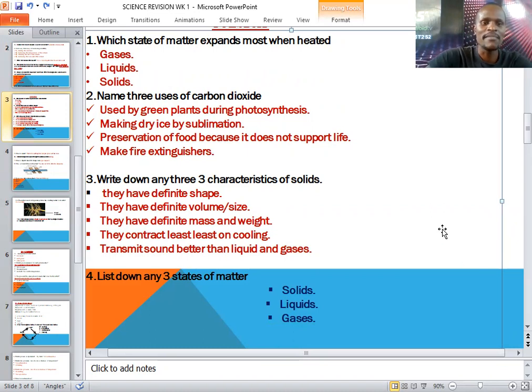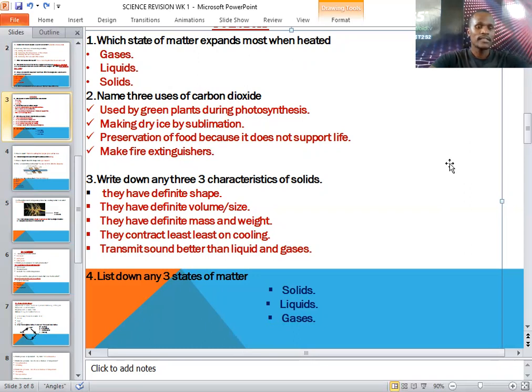Then finally, in making of fire extinguishers. We know very well that carbon dioxide does not support burning, okay? Therefore, in the presence of carbon dioxide, there is no burning that will take place. Therefore, when you want to make fire extinguishers, we use carbon dioxide. So I've given you 4 uses of carbon dioxide. Ensure that you look at those, okay?